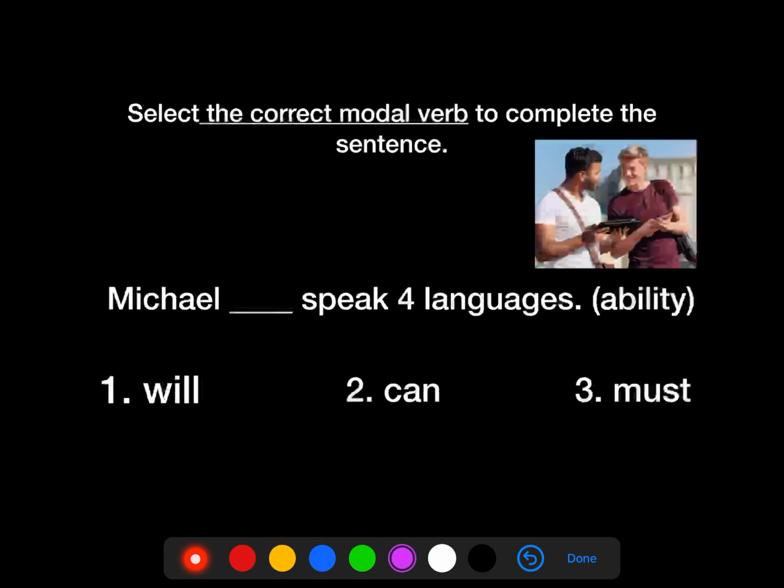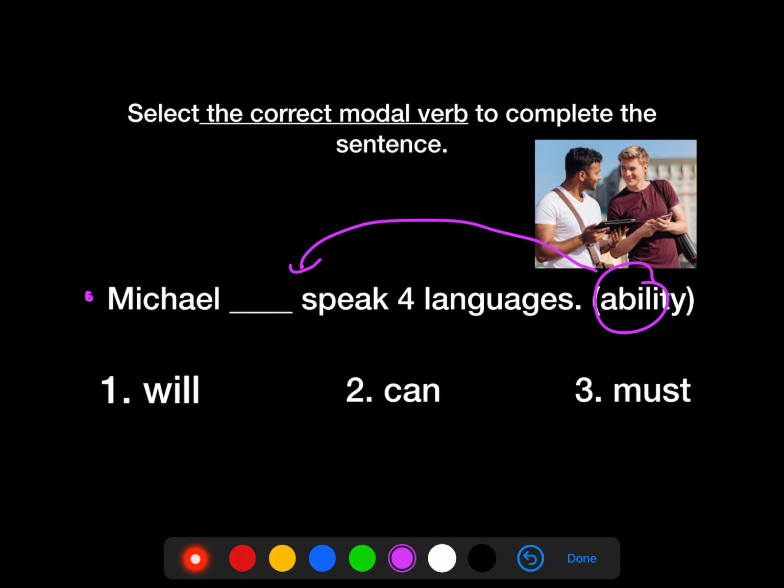So let's move on. Select the correct modal verb to complete the sentence. So let's have a look at the example sentence here. Michael speak 4 languages. The hint says we need to use a modal verb which indicates ability. So we need to remember.